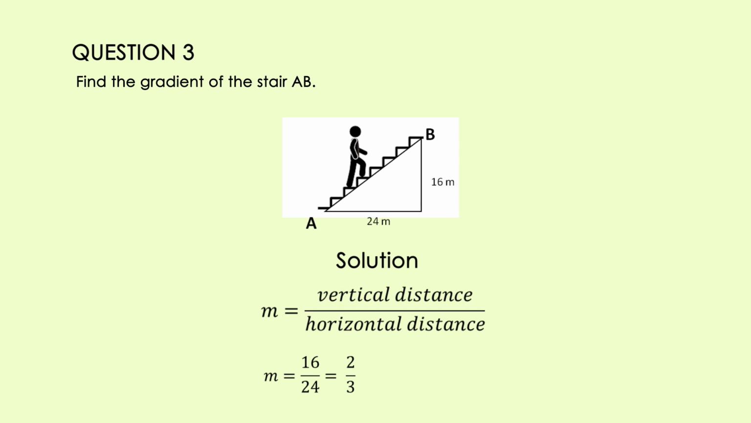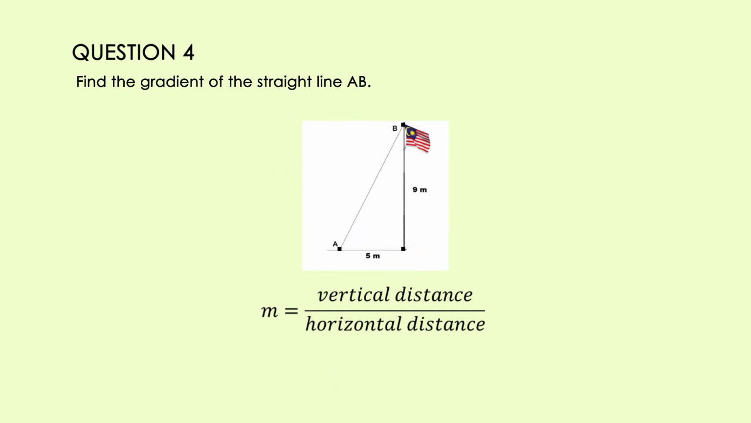Another simple question to test your understanding. Question 4. Find the gradient of the straight line AB. Come on, do it yourself. I'm sure you can do it. Alright, let's check your answers. Using the formula of ratio, we will get m equals 9 over 5. Simple, right? Well done, everyone.